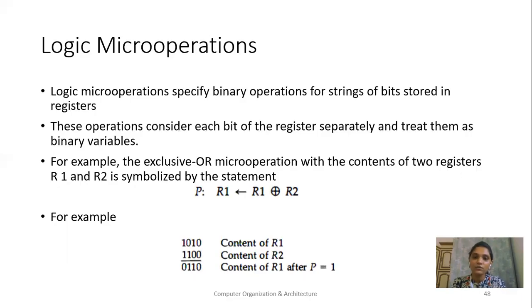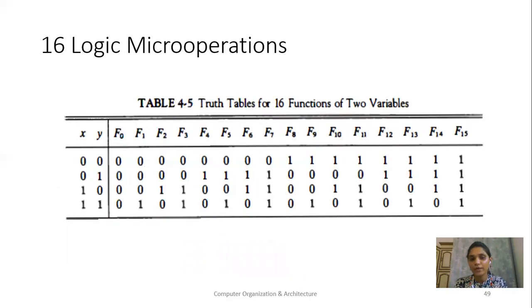For example, if we consider two variables x and y, then using these two variables we can design as many as 16 functions. For these two variables, your output function can be 0 0 0 0, or 0 0 0 1, 0 0 1 0, 0 0 1 1, 0 1 0 0. Any of these 16 possibilities can occur if you do any operation with these two variables.